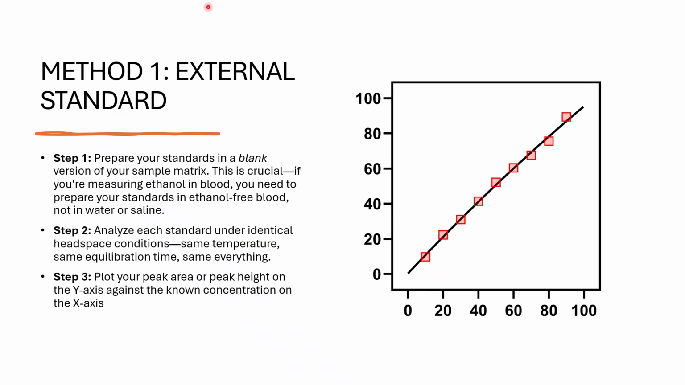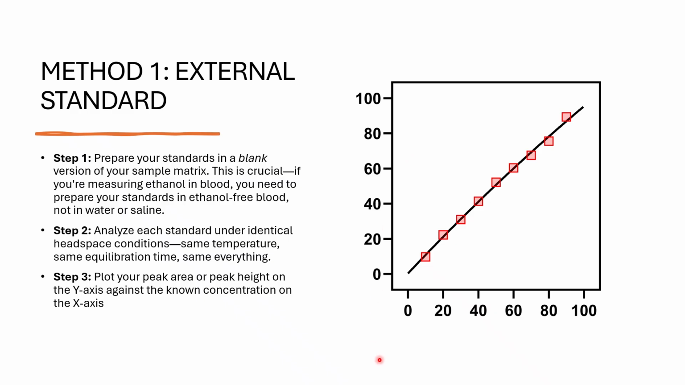Let's walk through this step by step. So step 1 is prepare your standards in a blank version of your sample matrix. This is crucial. If you're measuring ethanol in blood, you need to prepare your standards in ethanol-free blood, not in water or saline. Step 2. Analyze each standard under identical headspace conditions, that is same temperature, same equilibration time and same everything. Step 3 is plot your peak area or peak height on the y-axis against the known concentration on the x-axis.